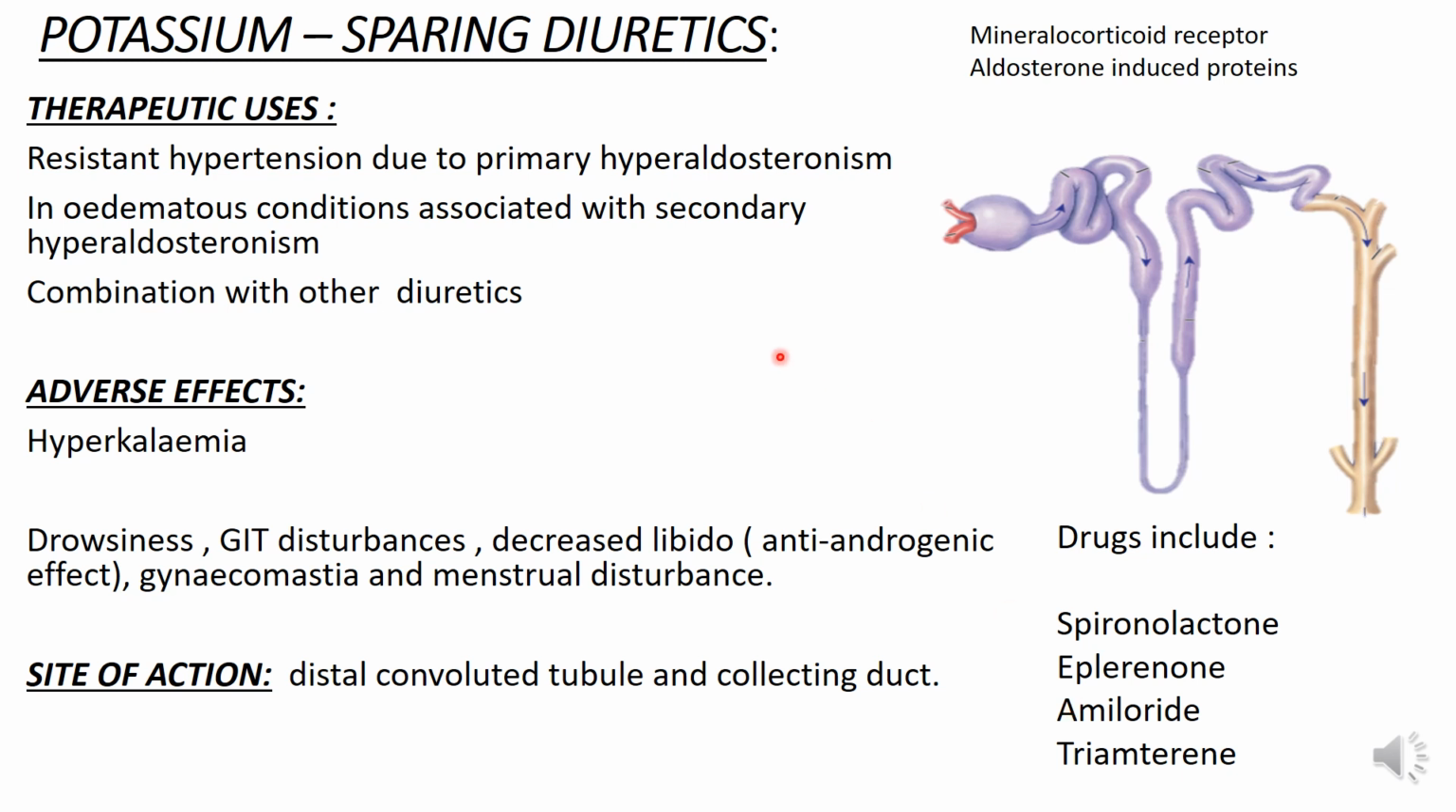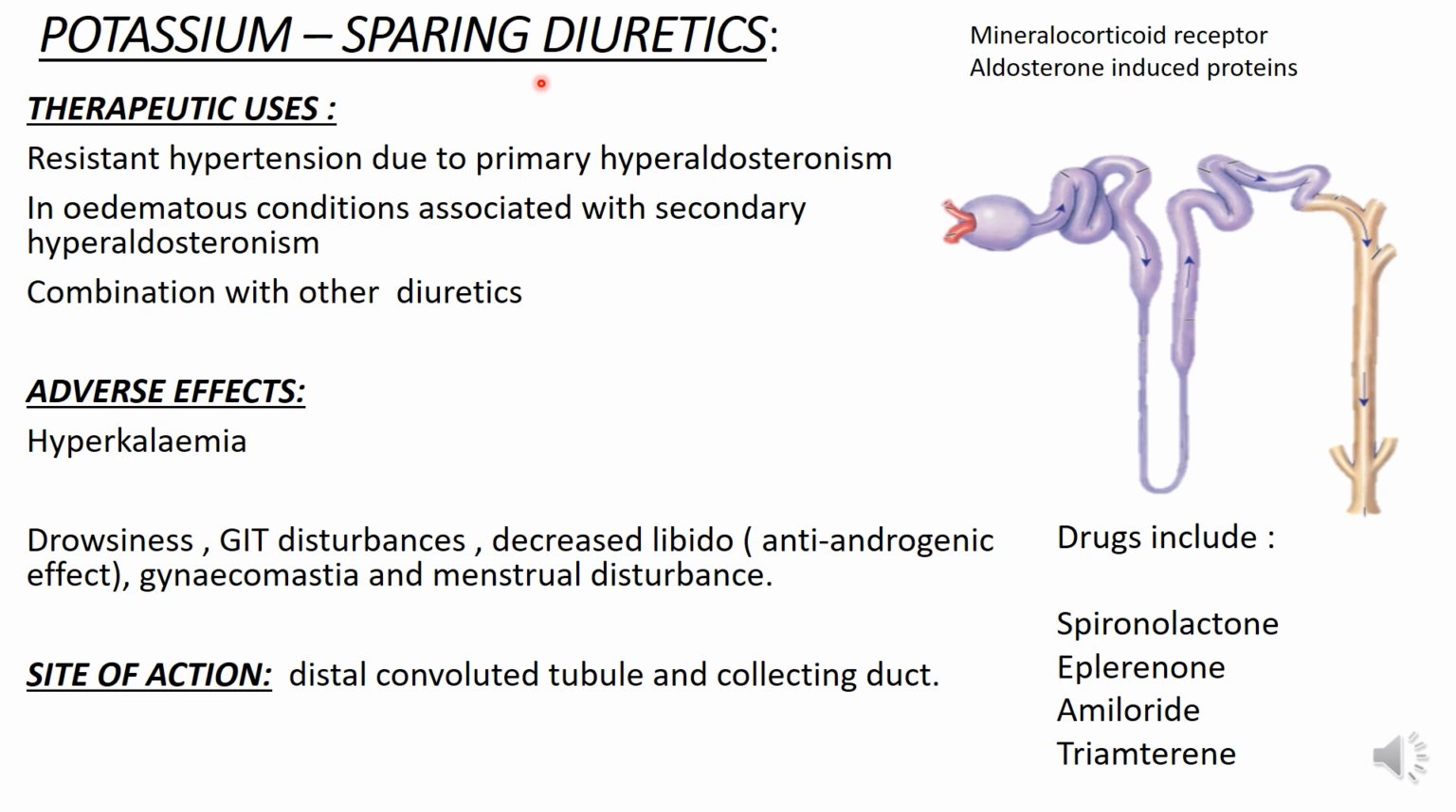Okay, so the first and most important point is why it's called potassium sparing diuretics. They're called potassium sparing diuretics because they prevent the excretion of potassium in the urine, right? So if they prevent the loss of potassium, you can directly say the potassium sparing diuretics can treat hypokalemia. In hypokalemia there is a low level of potassium in the blood, right?